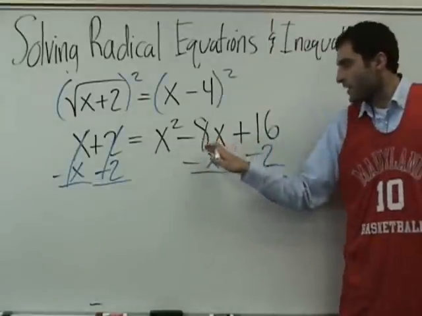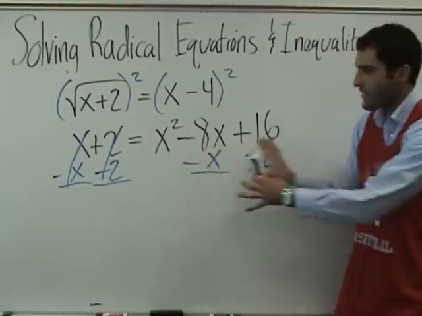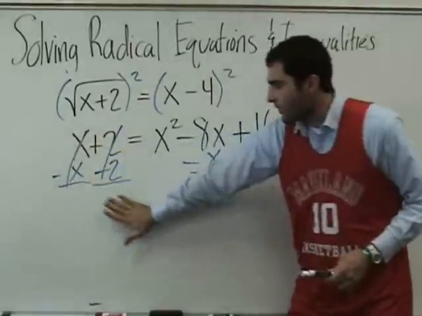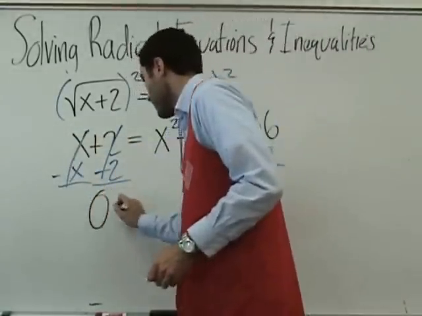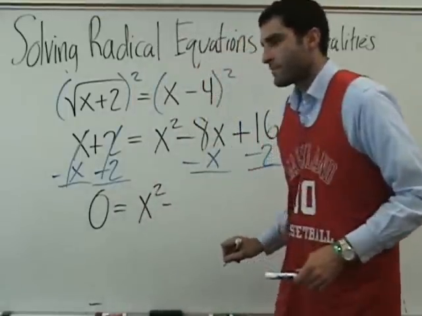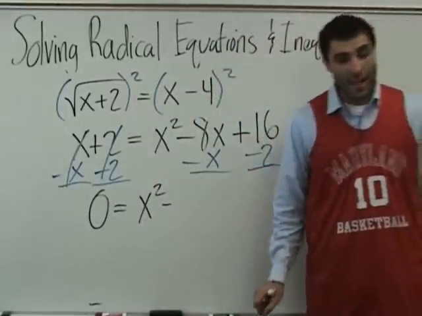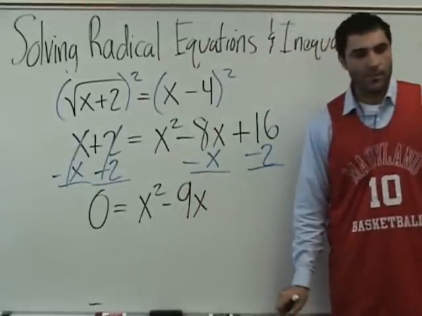Notice when we have x squared and an x and other stuff like that, we have to get everything on one side. So over here, what do we have left? Nothing. The term for nothing in math is 0. So 0 equals x squared minus 9x plus 14.